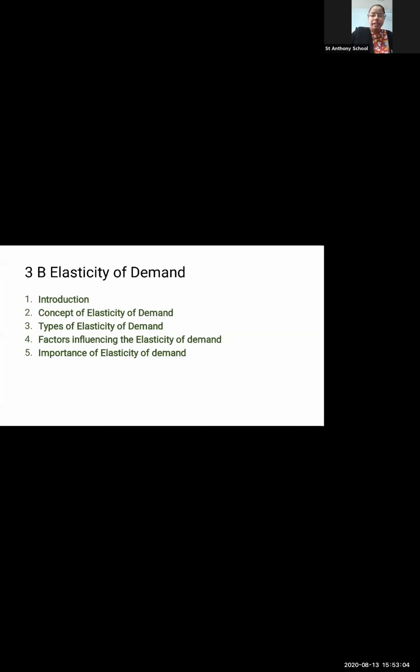Yesterday we studied elasticity of demand: the introduction, concept, and types of elasticity of demand. Today we are going to analyze the methods of measuring price elasticity of demand, factors influencing the elasticity of demand, and importance of elasticity of demand. Out of which, factors influencing elasticity of demand and importance of elasticity of demand are kept as a self-study part for you all. And from this you will be having internal examination.